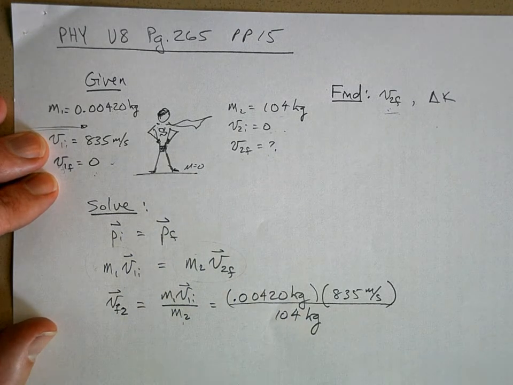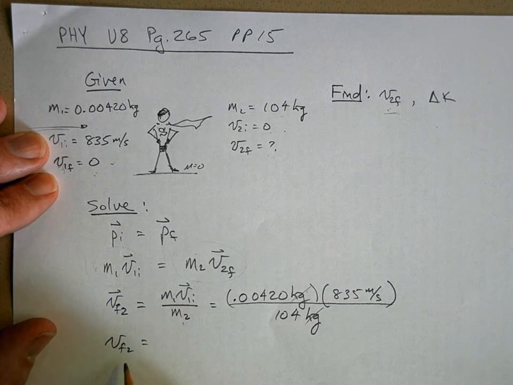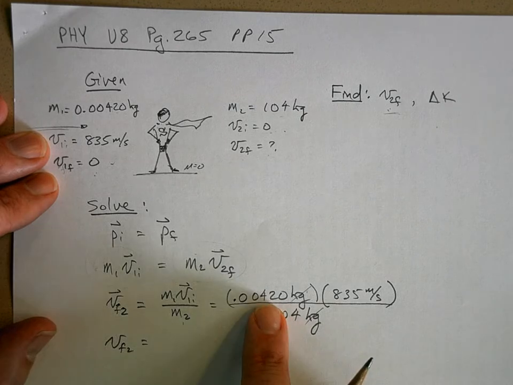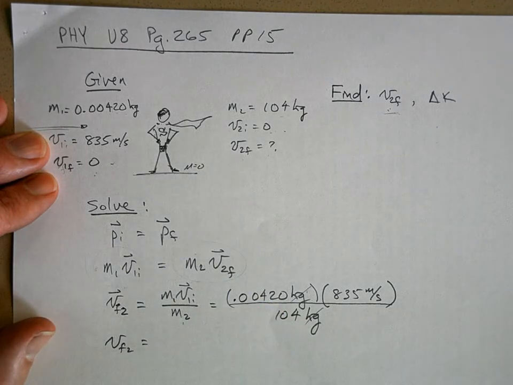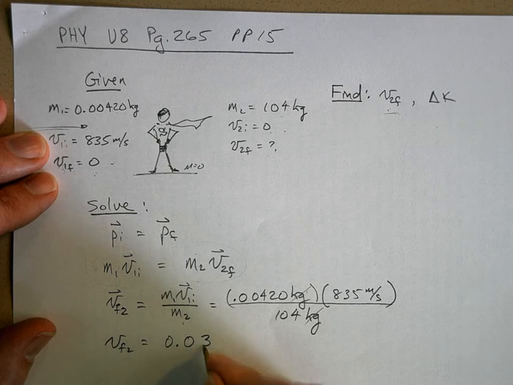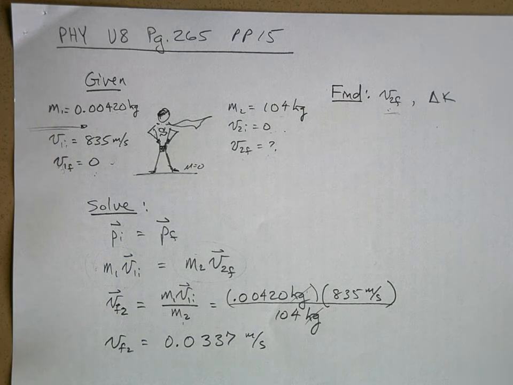And now I get a calculator. Well, look at the dimensions. Yeah, the units cancel out to get meters per second. So V final for Superman, final velocity of Superman, is 0.0042 times 835, divided by 104. Now, very slow. I got 0.0337. We'll keep 3 significant figures. That's 3 centimeters a second. Right? Move it over. That's slow.